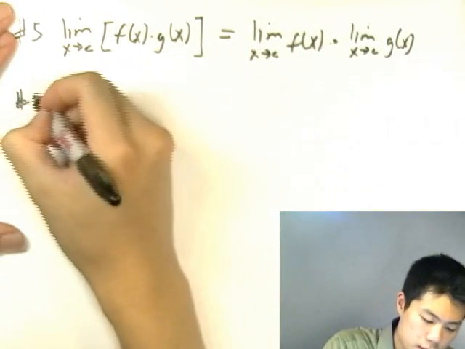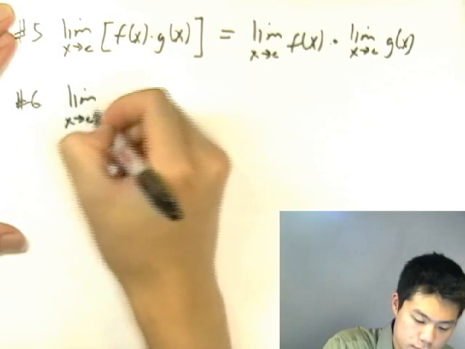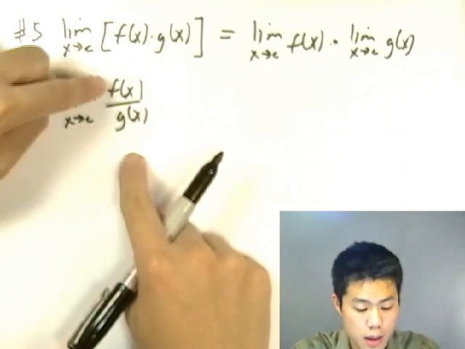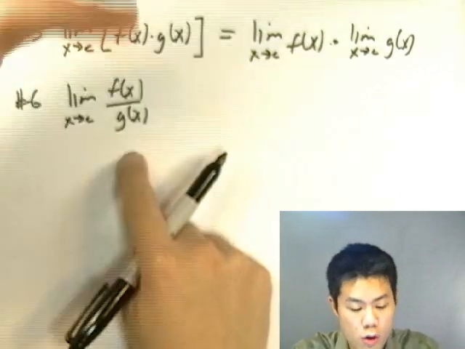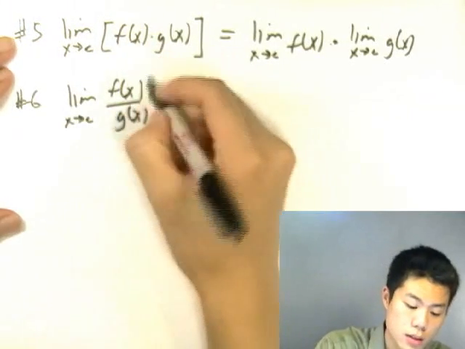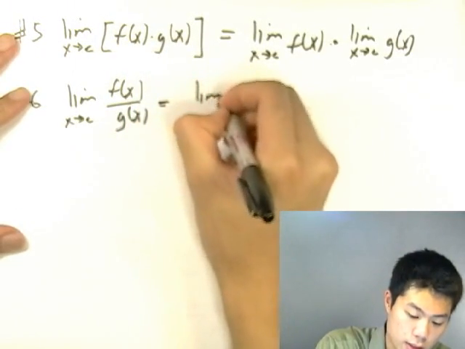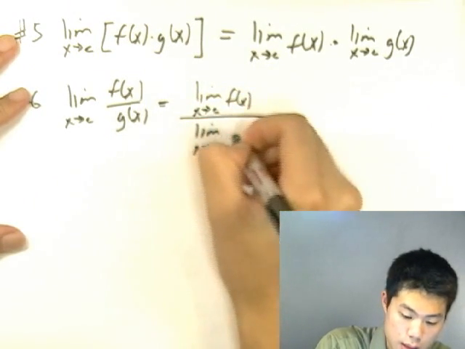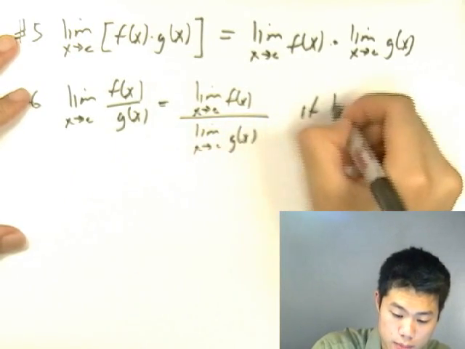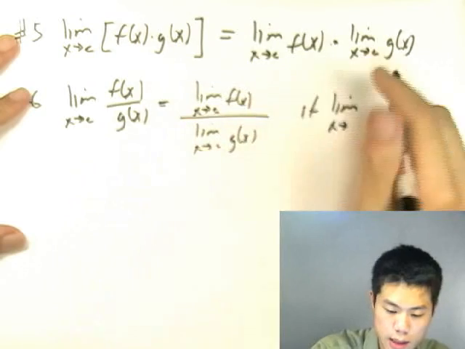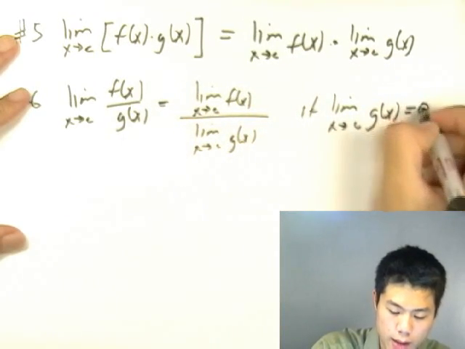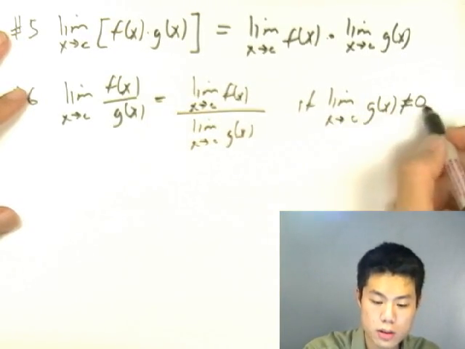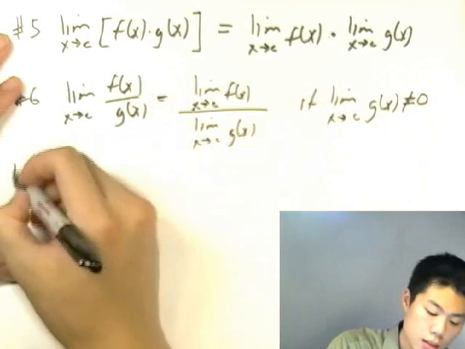Property number 6, pretty straightforward. Remember that this is called a rational function, with f of x, a polynomial, over g of x, another polynomial. If that's the case, we can just take the limit of the top and the bottom separately, as long as the bottom is not equal to 0. Remember, you always have to watch out for that. So as long as the limit of g of x as x approaches c is not equal to 0, this is okay.